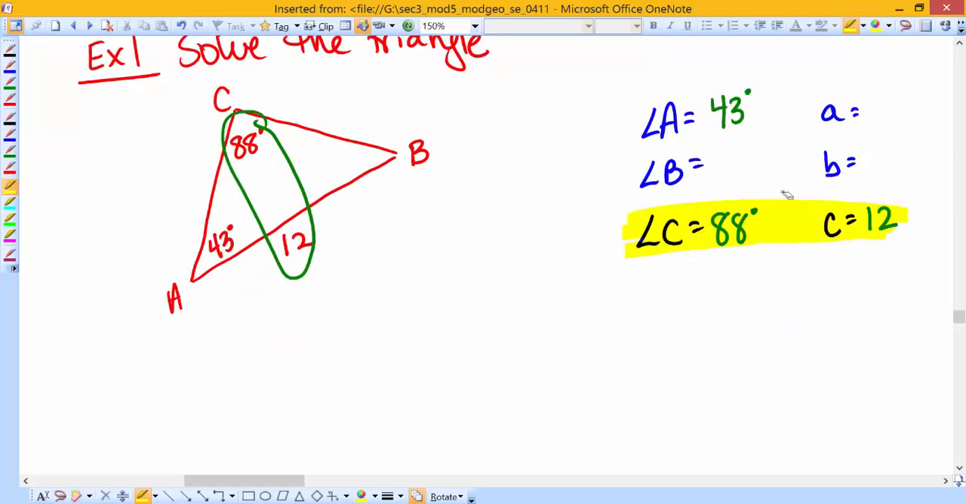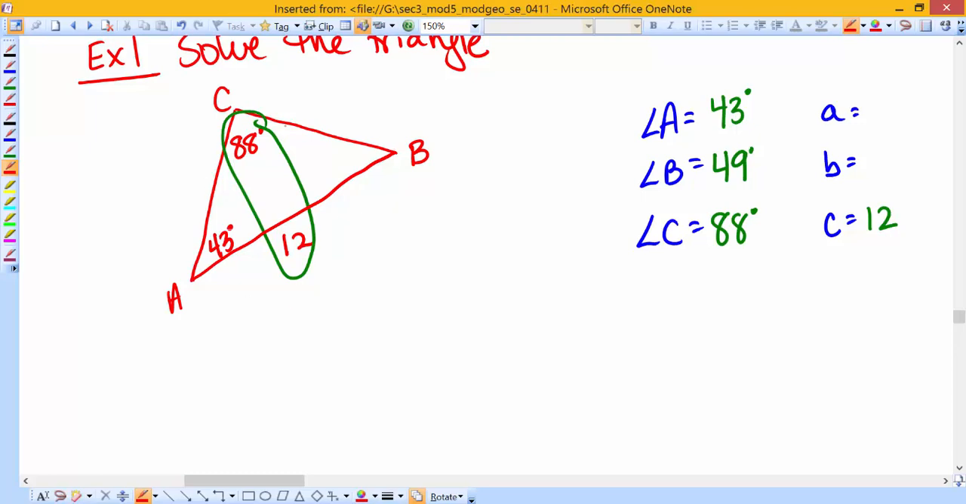I can also find angle B. So let's go ahead and find angle B first. To find angle B, I'm going to do 180 minus 43 minus 88. And I'm just using my calculator for that, nothing fancy. So I have 49 degrees for angle B. Whoops, I accidentally erased part of my triangle. Put that back. Okay. So now I need to find side A and side B.